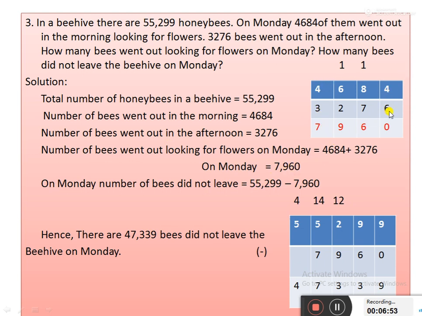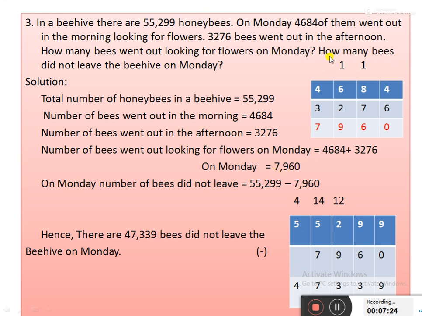4 plus 6 is equal to 10. 0 we have to write here, 1 carry over to the next place. 1 plus 8 is equal to 9. 9 plus 7 is equal to 16. 6 we have to write here, 1 carry over to the next place. 1 plus 6 is equal to 7. 7 plus 2 is equal to 9. 4 plus 3 is equal to 7. So on Monday, how many bees went out? 7,960 honeybees went out looking for flowers.